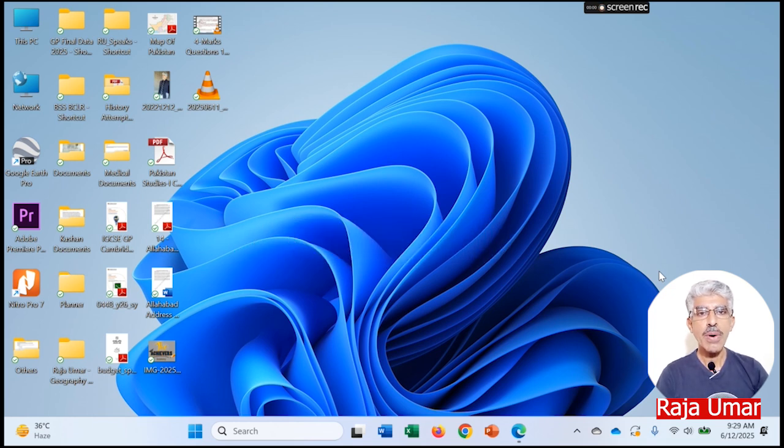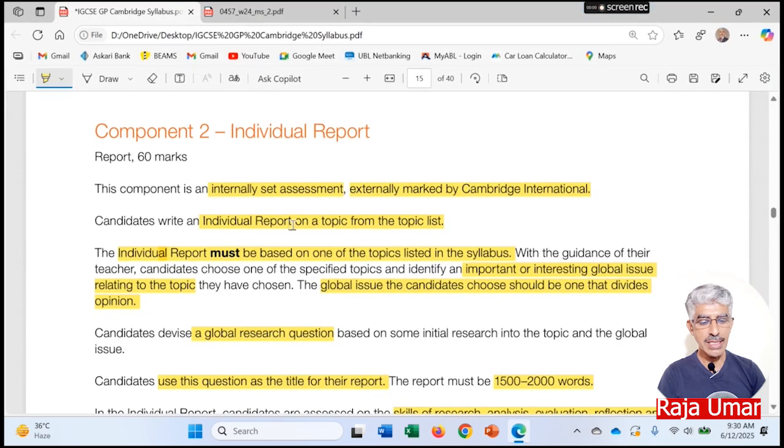So today we're going to talk about Component 2, the individual report of Global Perspectives. We will talk about what should be there in your individual report and how to write it, and what is the role of your teacher regarding making your individual report. So first keep in mind that this is an individual report. It means that it is purely your own task. I will explain each and everything over here, keeping in view the syllabus content and the marking scheme of the individual report. So let's start.